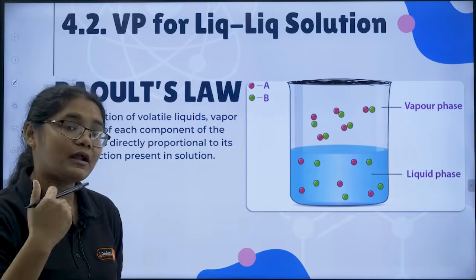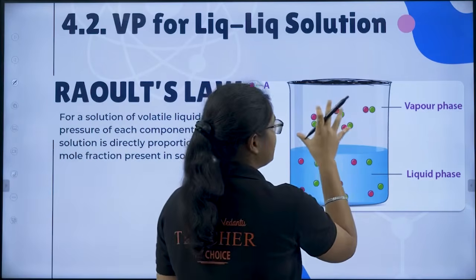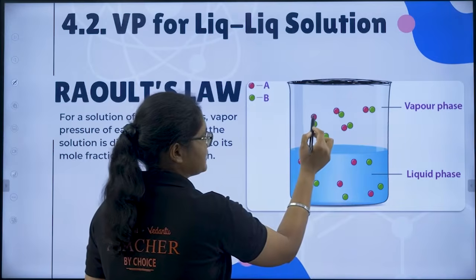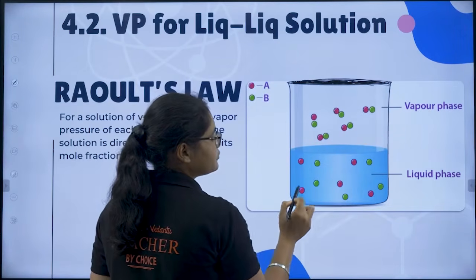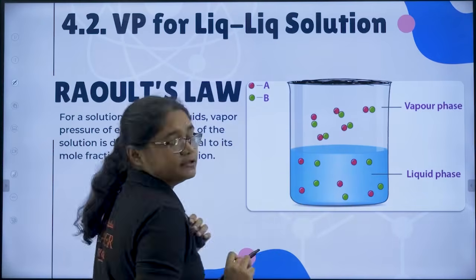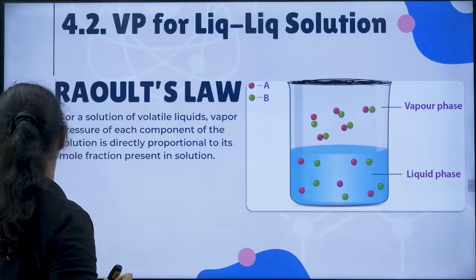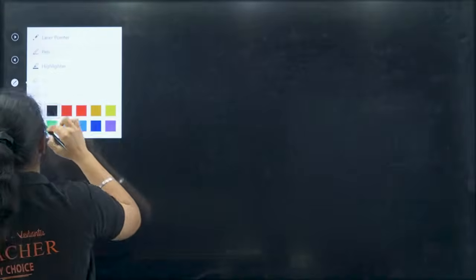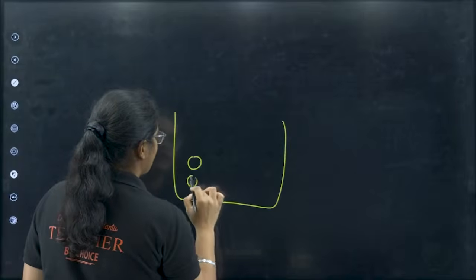So Raoult's law says that the pressure exerted by the vapors of A will be proportional to the mole fraction of A in the solution. That is a very, very simple thing. First understand what the law is here. See, suppose I have A particles.